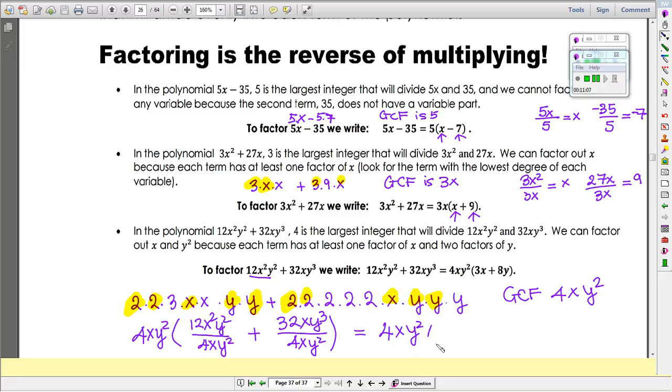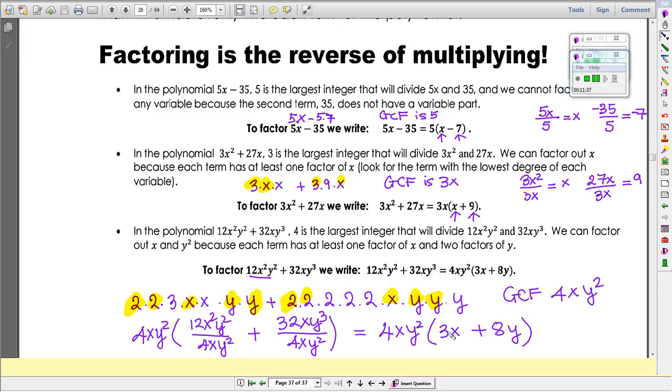Now we are going to simplify. Let's simplify the first fraction. 12 divided by 4 gives us 3. x squared divided by x gives us x. y squared divided by y squared is 1, so we ignore that. Plus 32 divided by 4 gives us 8. x divided by x is 1, we ignore this. And y to the power 3 divided by y squared gives us y. So that's it, that is the factored form.